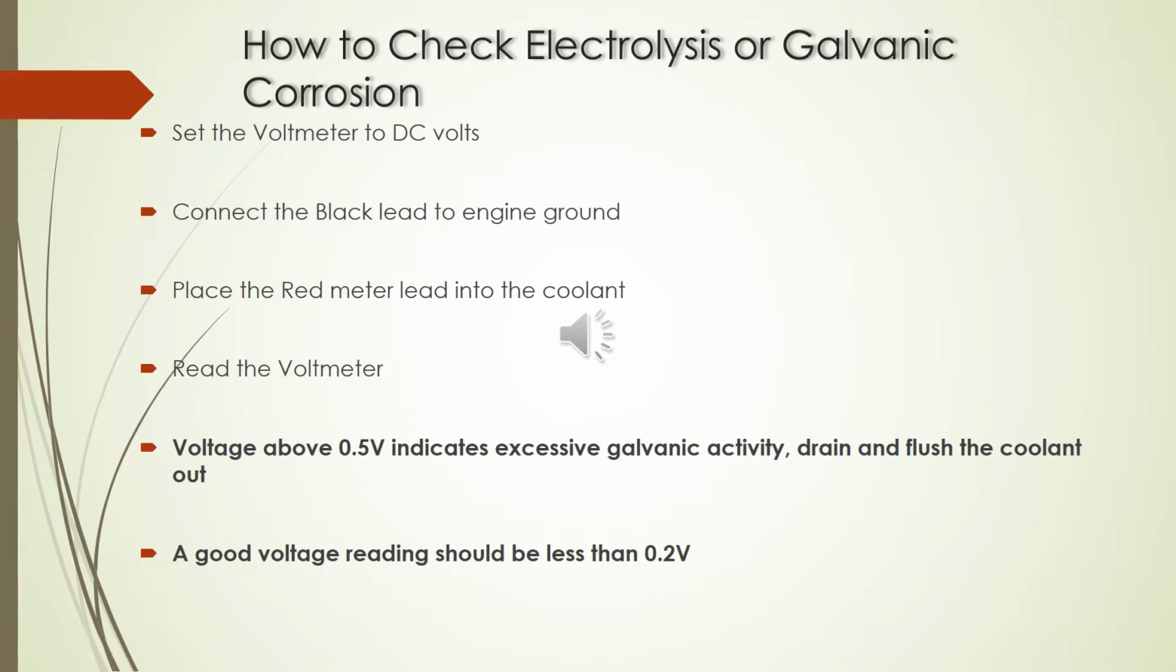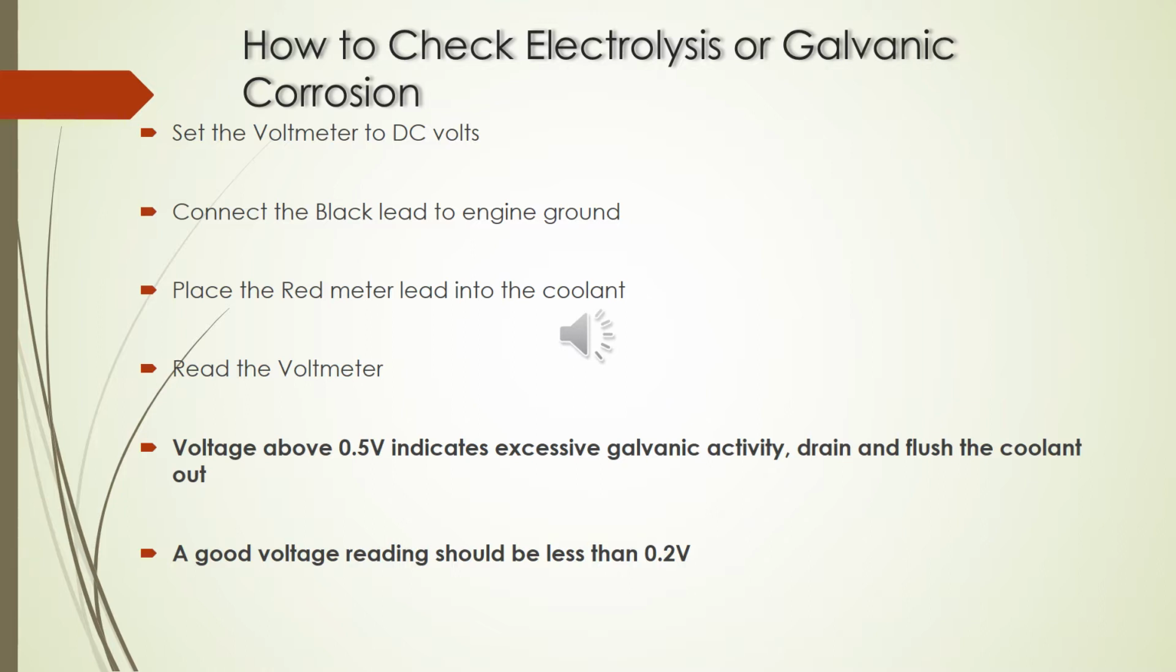How to check electrolysis or galvanic corrosion. I'm going to outline the steps necessary to check electrolysis or galvanic corrosion. Set the voltmeter to DC volts. The reason why we set to DC volts is because an electrolysis cell or galvanic cell produces DC voltage.